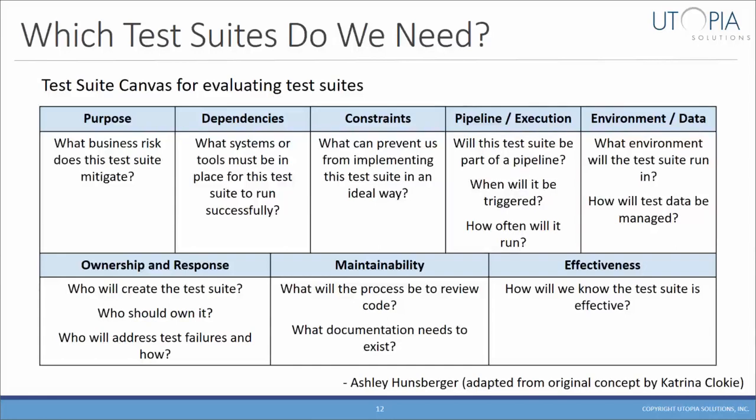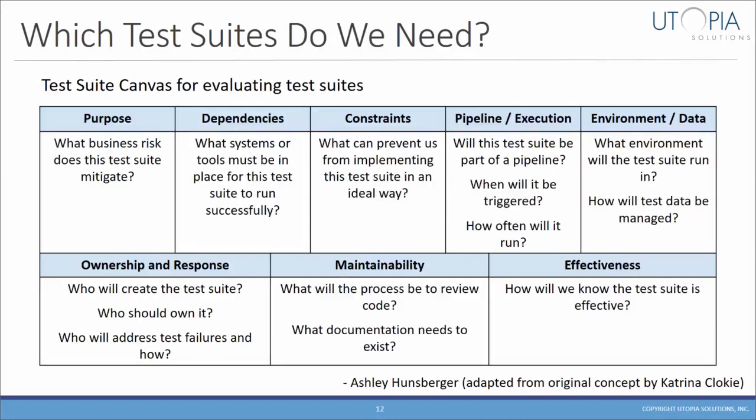First is the purpose, and I like to state that in terms of the business risk that the test suite's going to mitigate. We're going to have dependencies. So what systems and tools do we have to have in place for this test suite to exist? And we're going to have constraints, right? There's going to be things that prevent us from implementing this test suite in the way that we want it to. And we need to understand what those are up front to see if we can overcome them. From a pipeline and execution perspective, we need to understand where the test suite will exist as part of the pipeline. When will it be triggered? How often will it run?